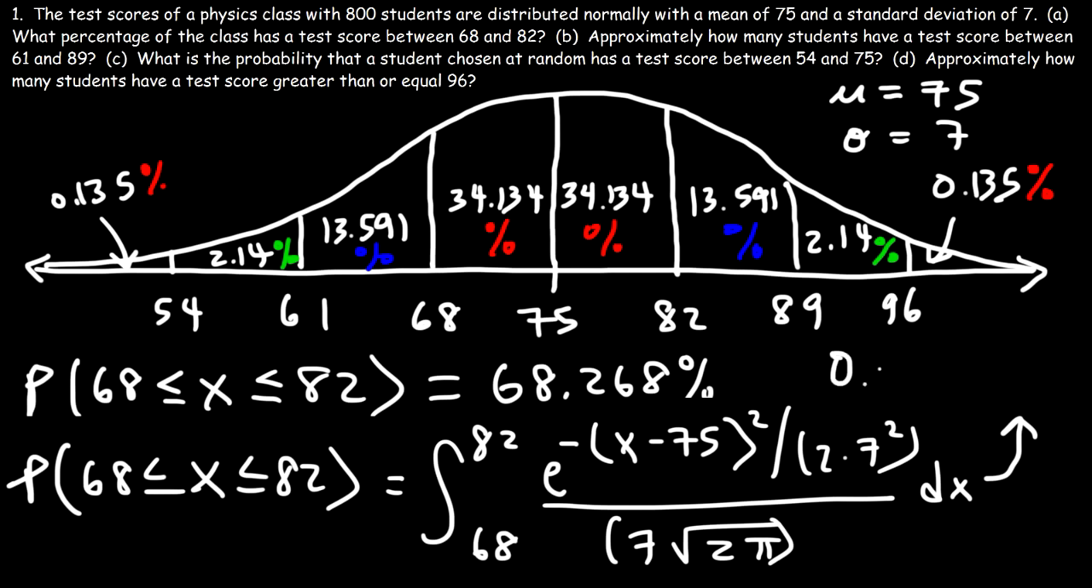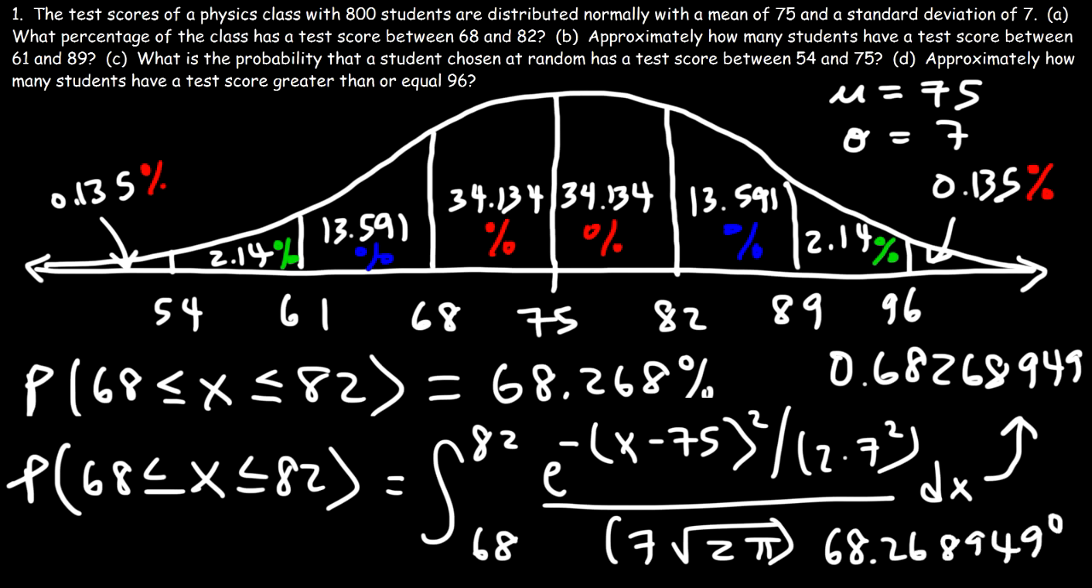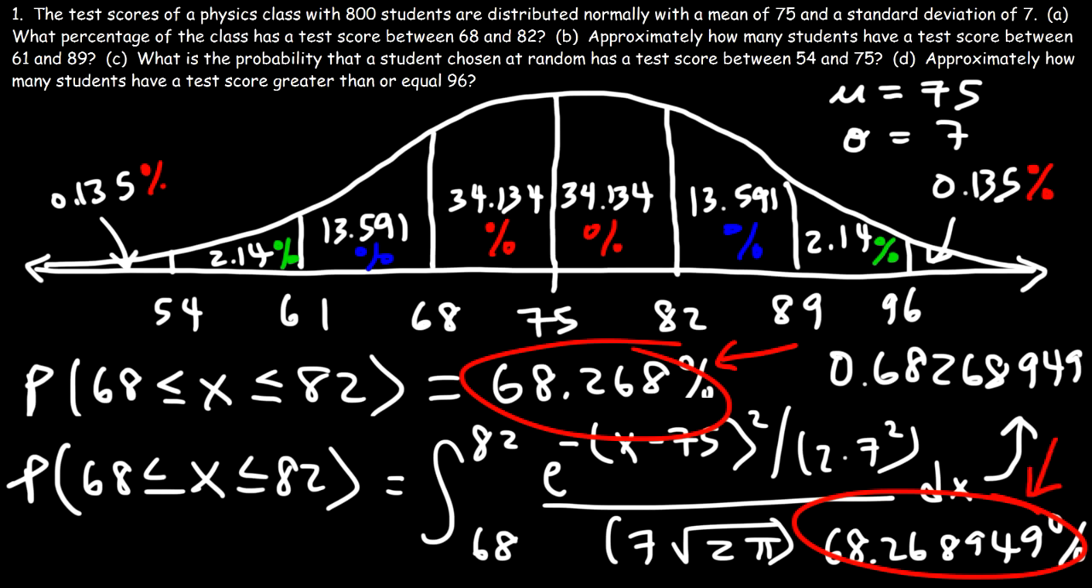So what I got is 0.68268949. So if you multiply that by 100, that's going to be 68.268949%. So as you can see, these two answers are not exactly the same, but they're close enough. So this is an approximation, and this answer is more accurate to the exact answer. So technically, it should be like 68.269 instead of 268. But if you round it to 68.3, then you should be fine.